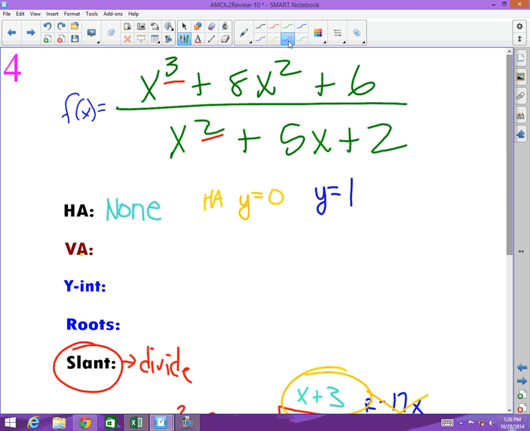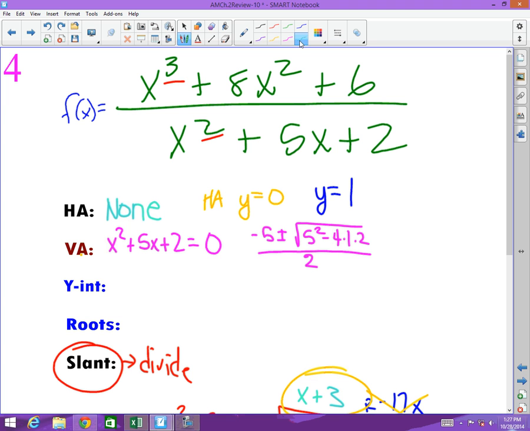Vertical asymptotes, you have to take the denominator and set it equal to 0 and figure out what the roots are. In this case, there are no factors of 2 that add up to 5, so you can't just factor it. So you would have to use the quadratic formula. Negative 5 plus and minus the square root of 5 squared minus 4 times 1 times 2 all over 2. And then when you simplify this, that is 25 minus 8. So a negative 5 plus and minus the square root of 17 over 2.